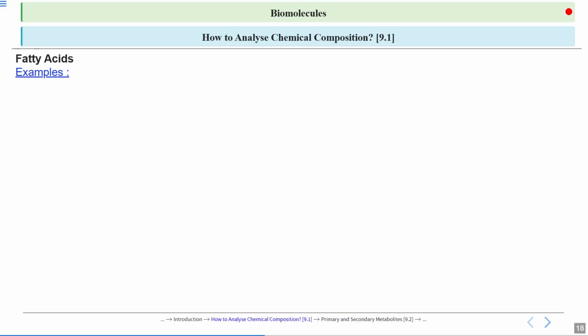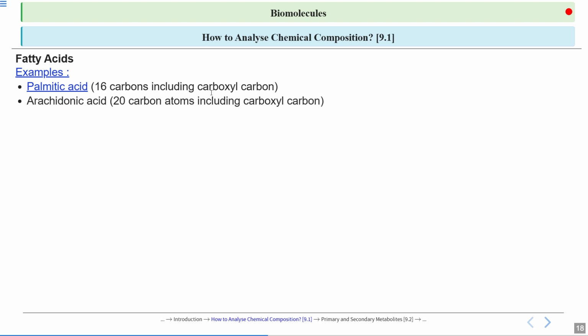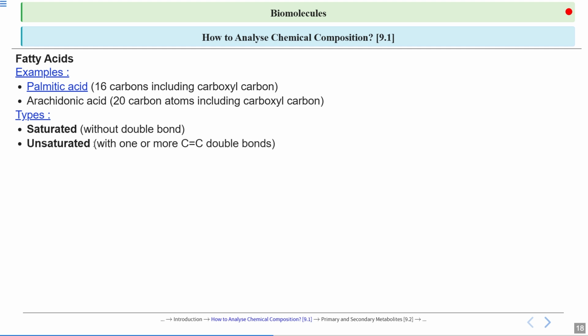We were talking about the fatty acids. For example, a fatty acid is palmitic acid. It is made up of 16 carbons, including the carboxyl group. Then arachidonic acid consists of 20 carbon atoms, including the carboxyl carbon. Now what are the types? They can be saturated fatty acids or unsaturated fatty acids. Saturated means without a double bond. It doesn't consist of a double bond. Unsaturated means with one or more carbon-carbon double bonds. This is the difference between saturated and unsaturated.